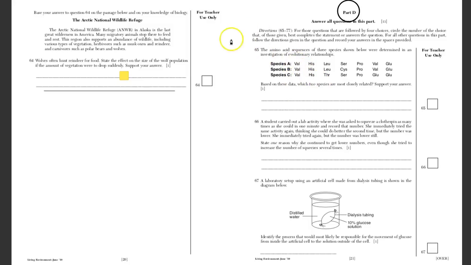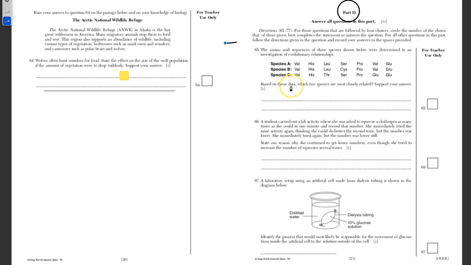So let's see what this question wants. But remember that you have to start from the top and figure out how many questions this pertains to. So let's read the directions. It says 65 to 77. For those questions that are followed by 4 choices, circle the number of the choice that best completes the statement or answers the question. For all other questions in this part, follow the directions given in the question and record your answers in the space below. I want you to remember that this is done in pen. All short responses are done in pen unless they ask you to draw or it's a graph.